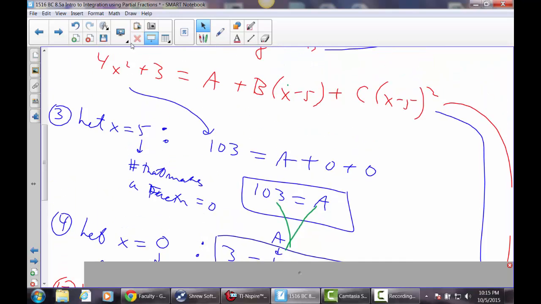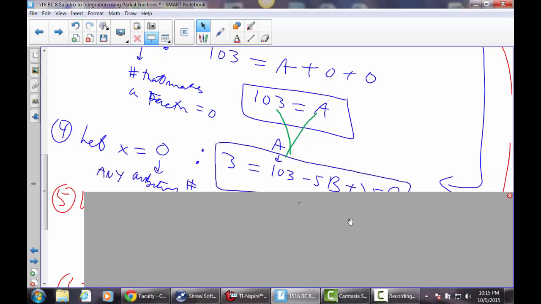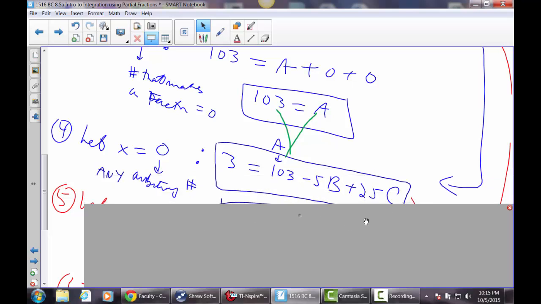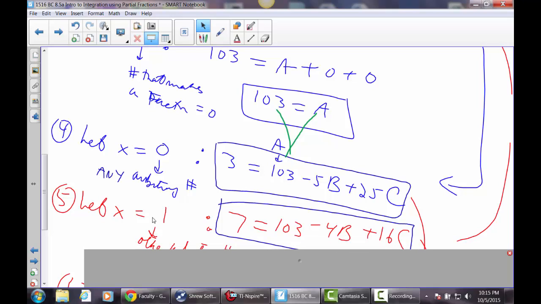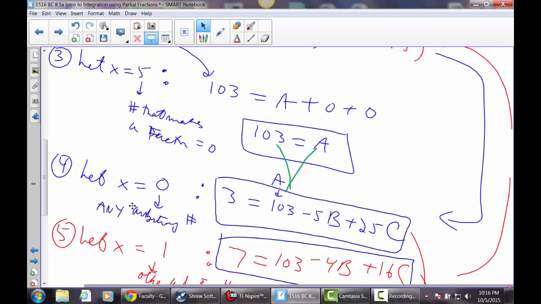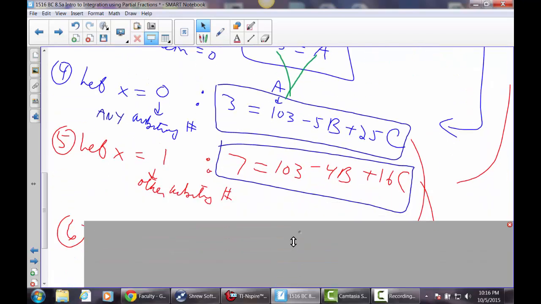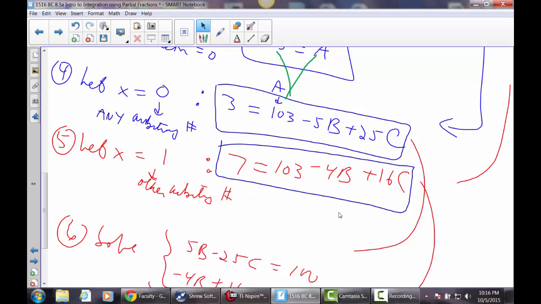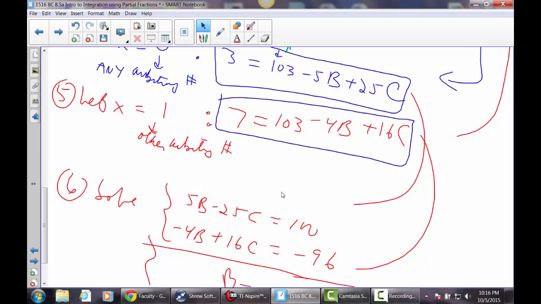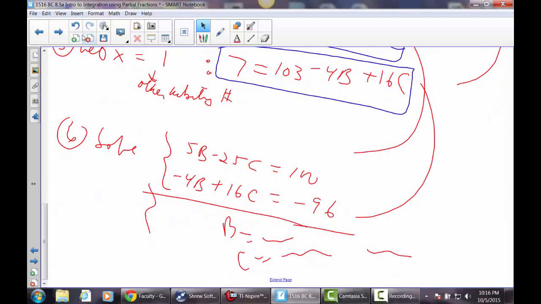So if I take this expression on the left, if I replace x by 0, I'll get 3. Then I'll get a minus 5b plus 25c. Okay? Now again, I can't solve this because it has two variables. But if I let x equal some third different number, like 1, again, plugging 1 into here on both sides, you'll get this expression. Well, that is now a system of equations, and you can solve that system of equations. Okay? So that's going to be, I just sent it to the other side, 5b minus 25c equals 100, and negative 4b plus 16c equals negative 96, and etc., etc., etc.